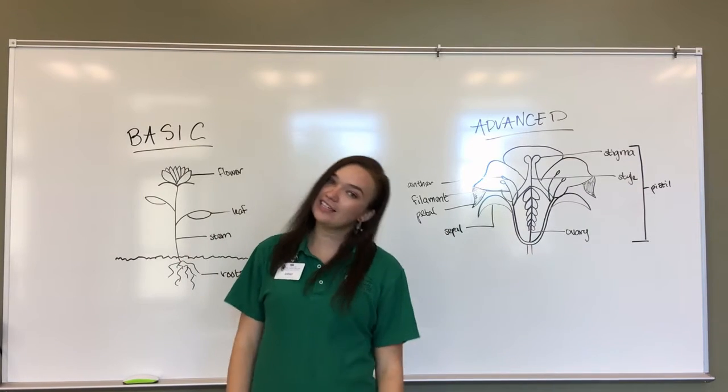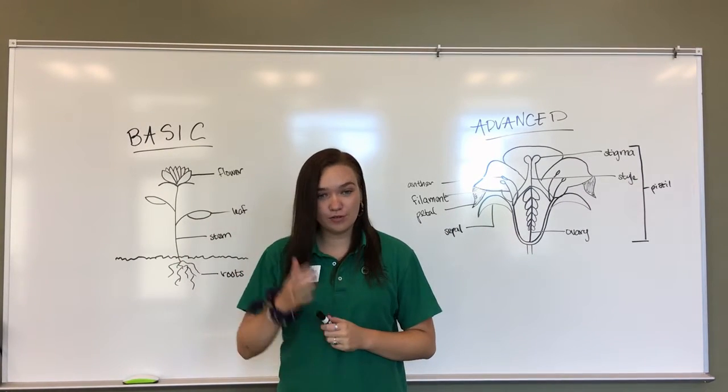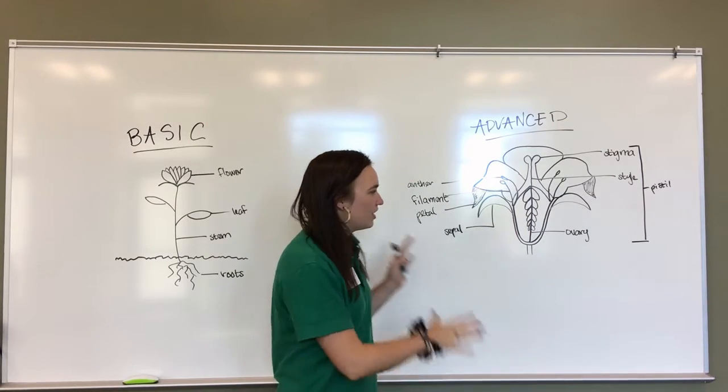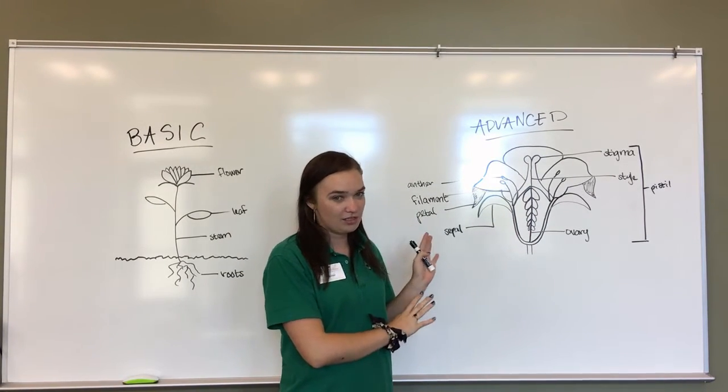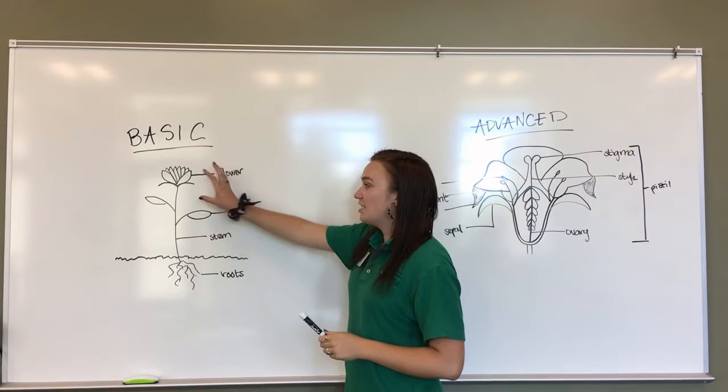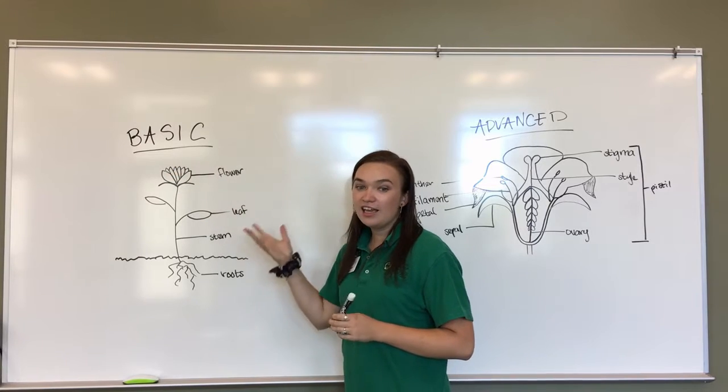We're going to get into our lesson for today, which is the parts of a flower. So we have our more basic outline over here, and then we're going to go a little bit more in depth with our advanced, okay? So thinking generally, when we're looking at our flower, this top portion with our petals is our flower.